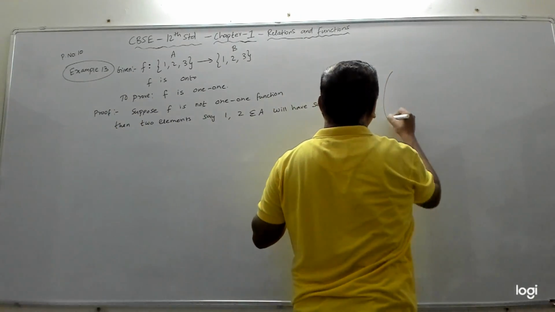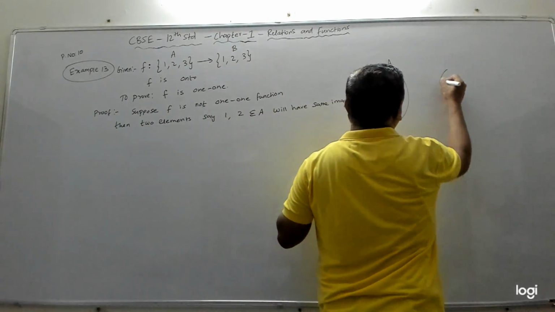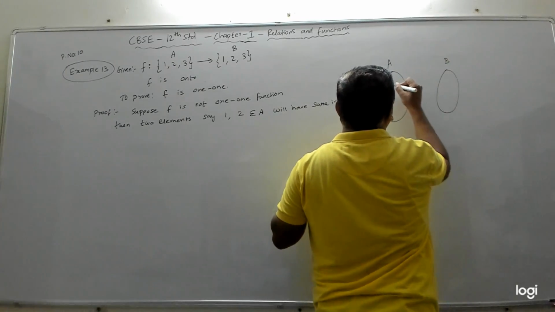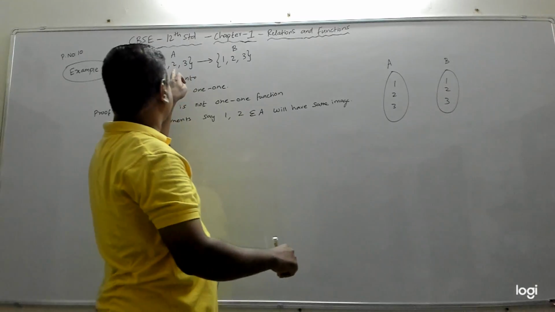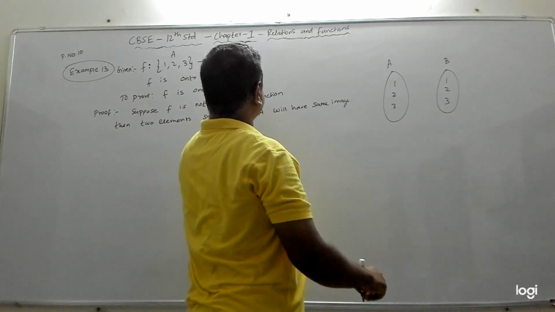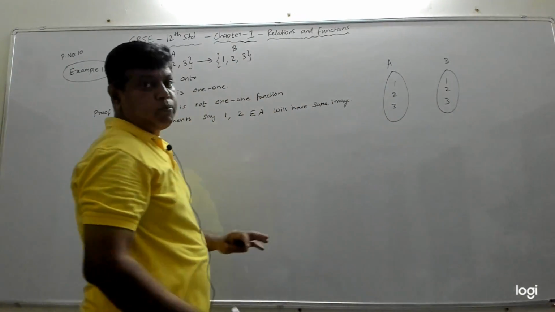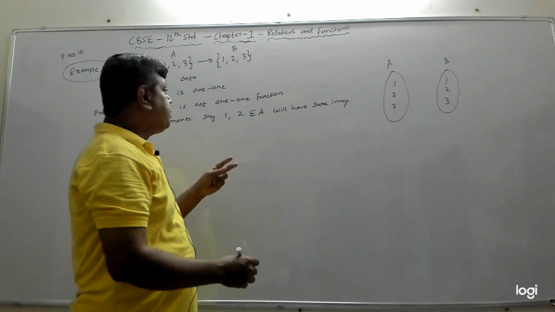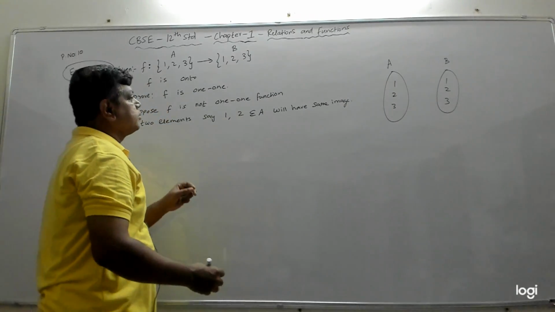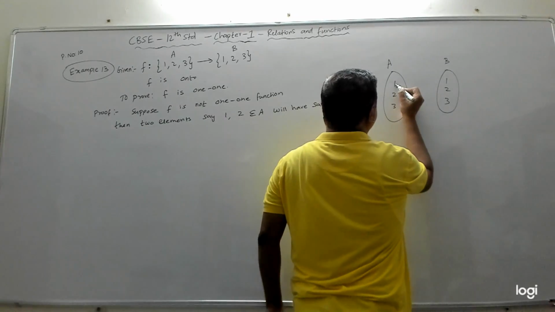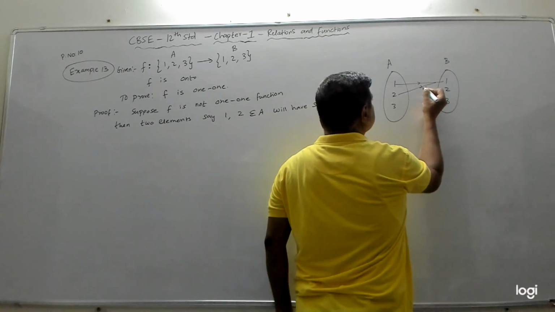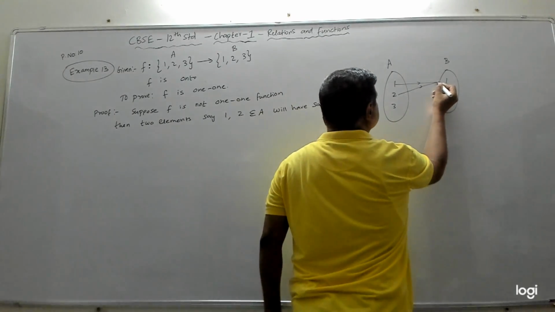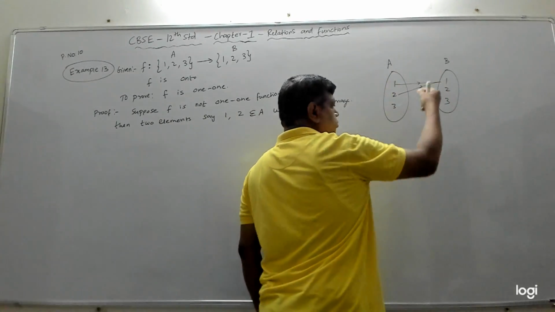Suppose f is a function, so this is your A set, this is your B set, 1, 2, 3, and this is 1, 2, 3. Suppose f is not 1 to 1, which means at least two elements, say 1 and 2, you can take any two elements, I am taking 1 and 2, both will go to the same element, say 1, or both can go to 2.